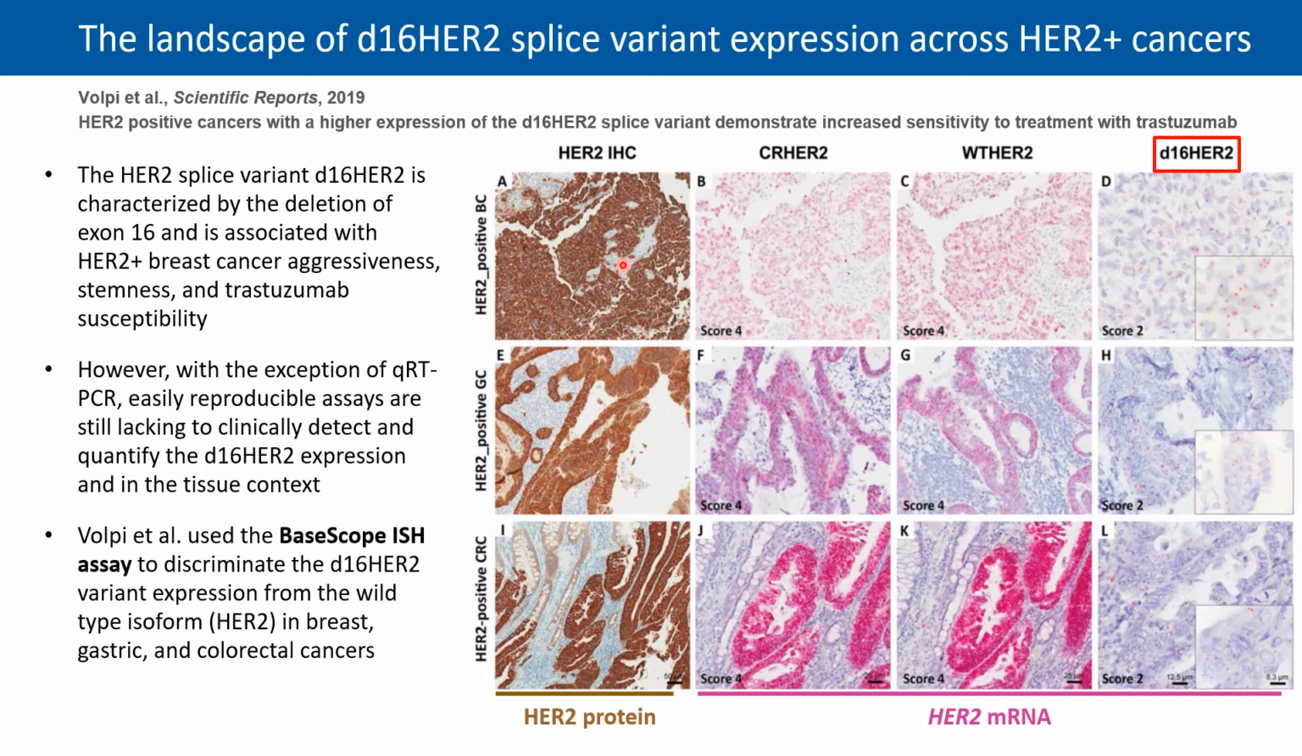Interestingly, when they used the RNAscope technique, they were not able to distinguish between the splice variant and the wild type HER2. But with our BaseScope assay, they were able to pick up samples that were positive for the splice variant and stratify them for Herceptin treatment.